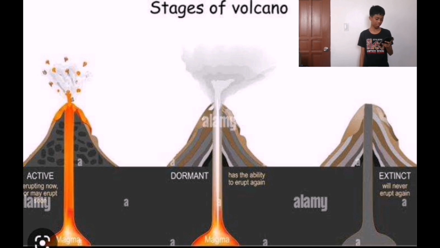Dormant volcanoes have not erupted for a very long time but may erupt at a future time. Extinct volcanoes are not expected to erupt in the future. Volcanoes go dormant because magma from the Earth's mantle can no longer reach the volcano.